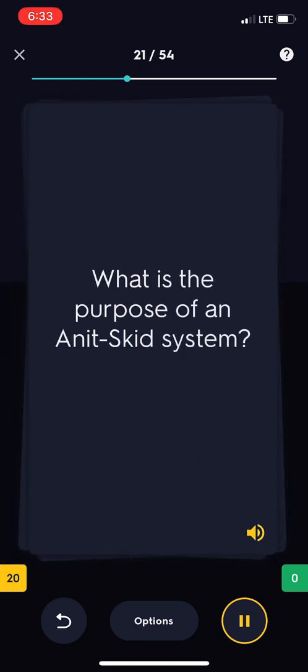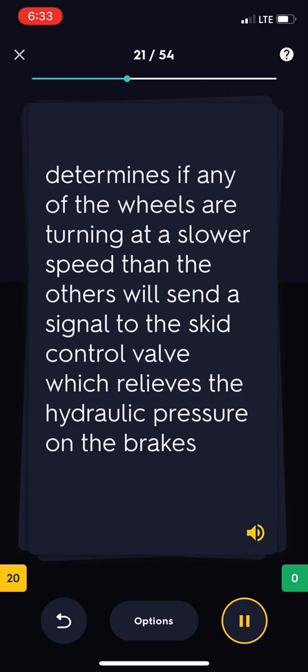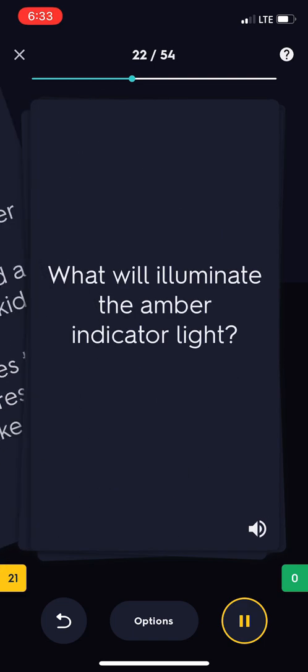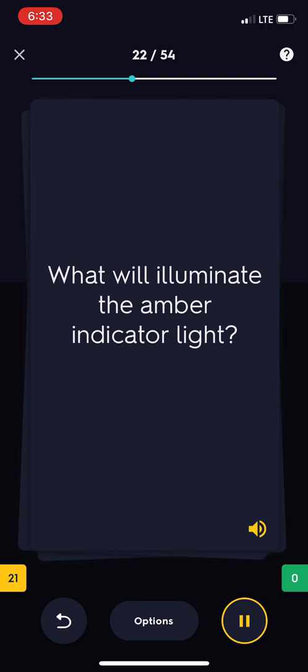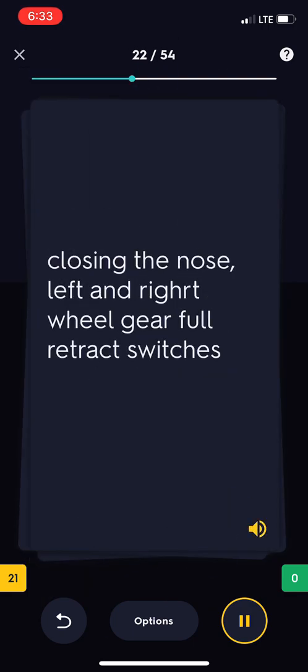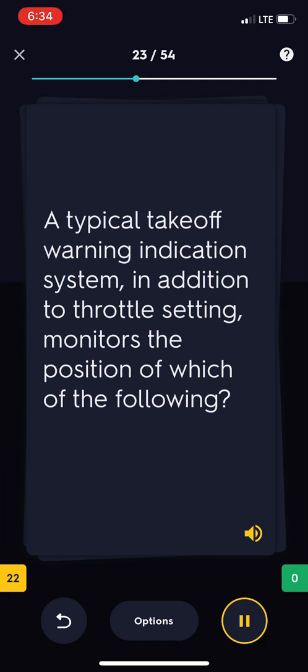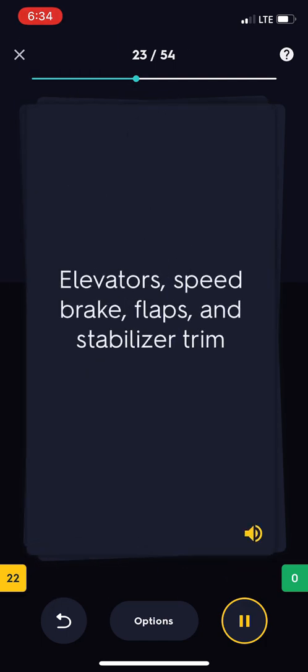What is the purpose of an anti-skid system? Determines if any of the wheels are turning at a slower speed than the others, will send a signal to the skid control valve which relieves the hydraulic pressure on the brakes. What will illuminate the amber indicator light? Closing the nose, left and right gear full retract switches. A typical takeoff warning indication system, in addition to throttle setting, monitors the position of which of the following: elevators, speed brake, flaps, and stabilizer trim.